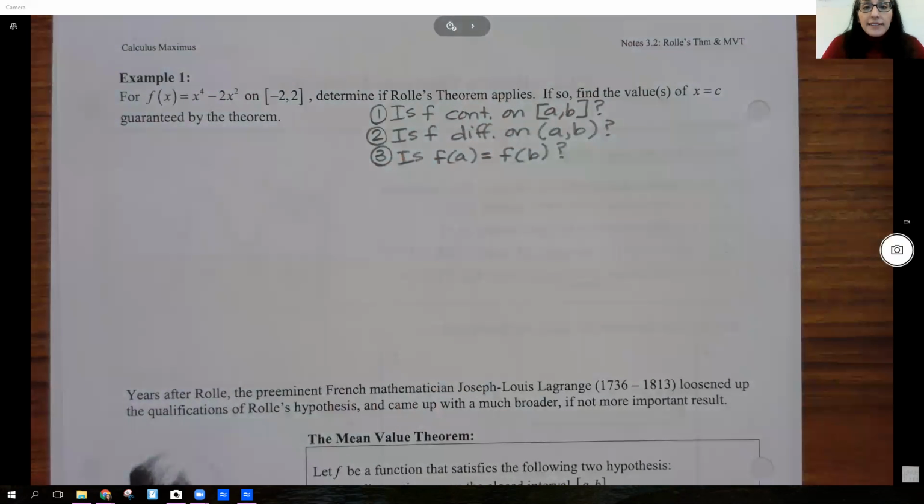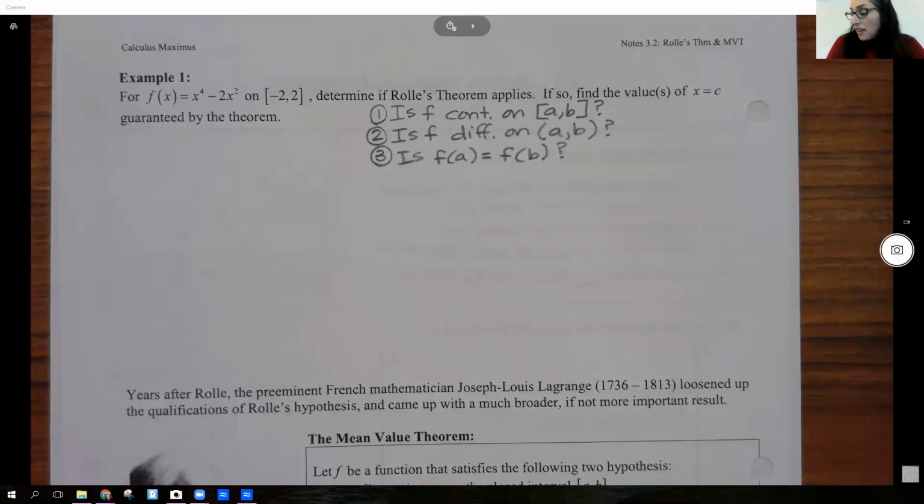So when you're asked to see if Rolle's theorem applies, you have to ask yourself those 3 questions right off the bat. If the answer is no to just one of those, then you abandon the question and you say, Rolle's theorem does not apply, therefore, I can't get the answer this way, okay? Can't find what you're looking for.